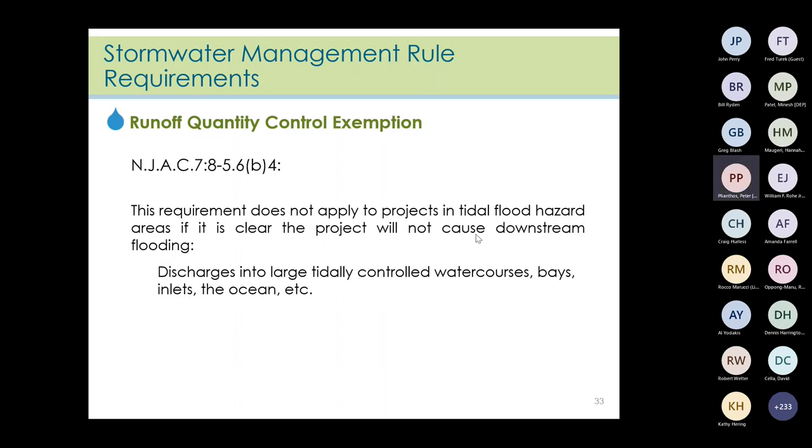There is an exemption from the quantity control standard. If stormwater runoff from a project discharges within a total flood hazard area, and it's clear that the increased volume of stormwater runoff will not lead to downstream flooding, then the site will be exempt from the runoff quantity control requirement. But it must be demonstrated that no downstream flooding would occur.